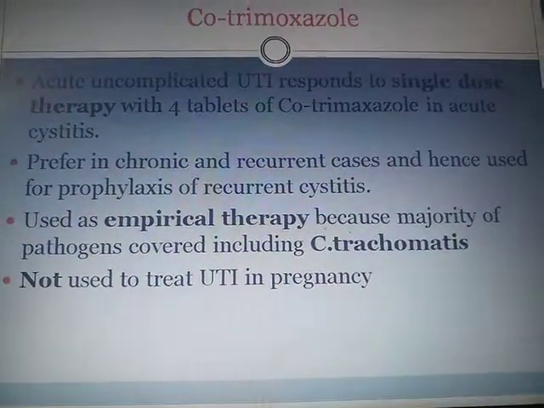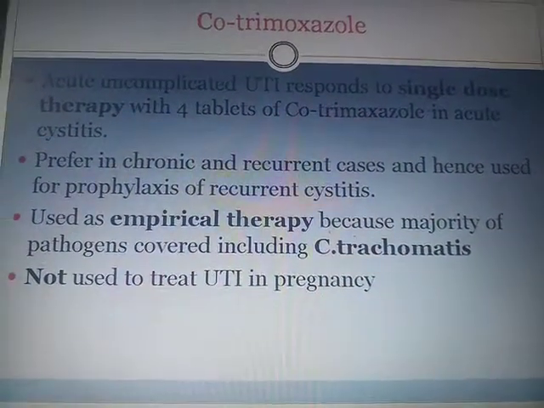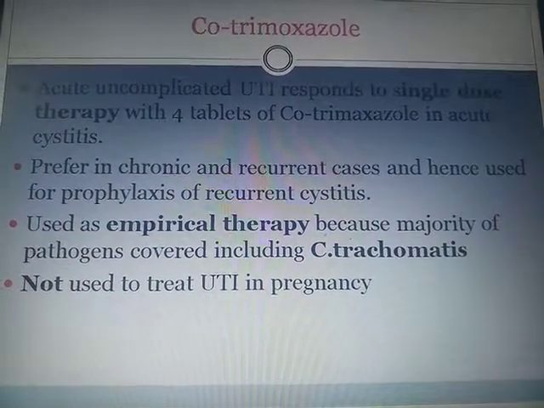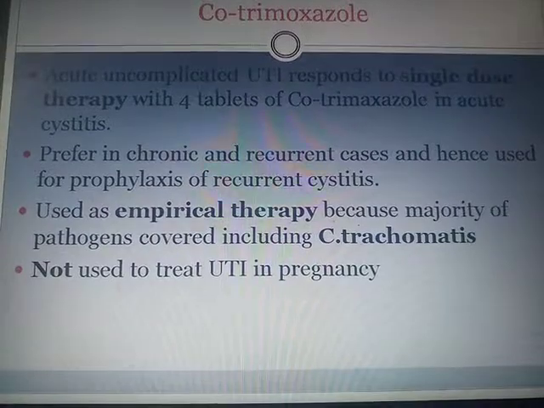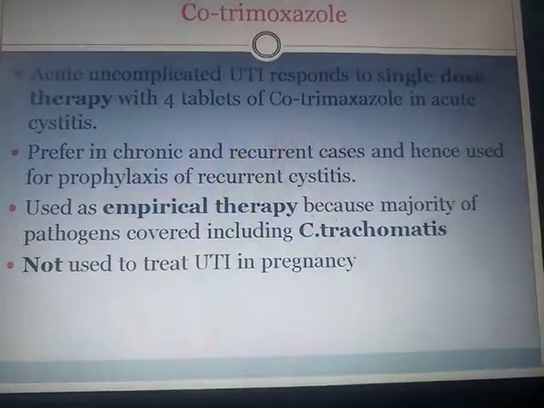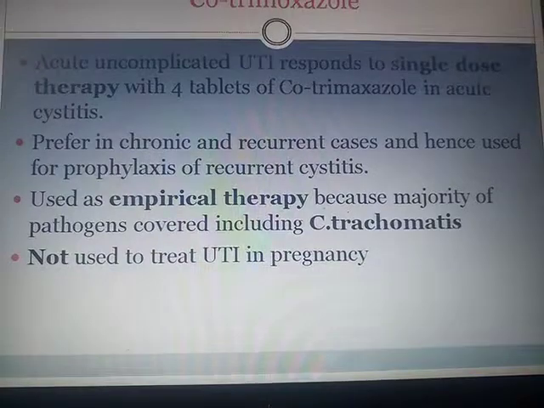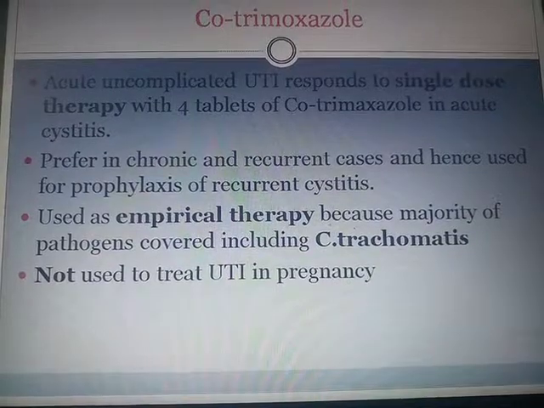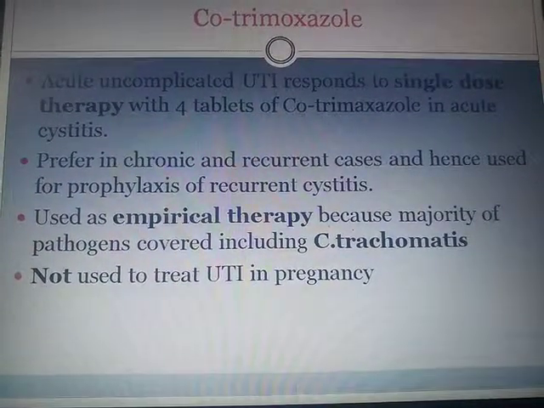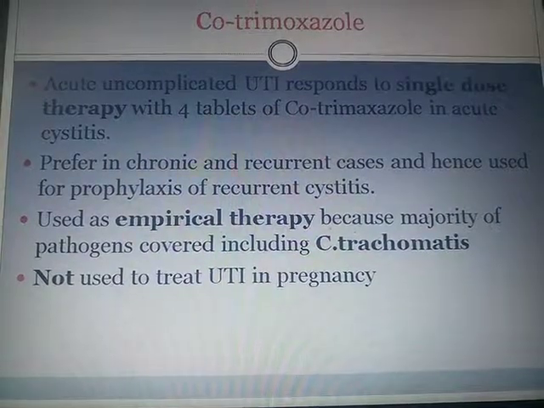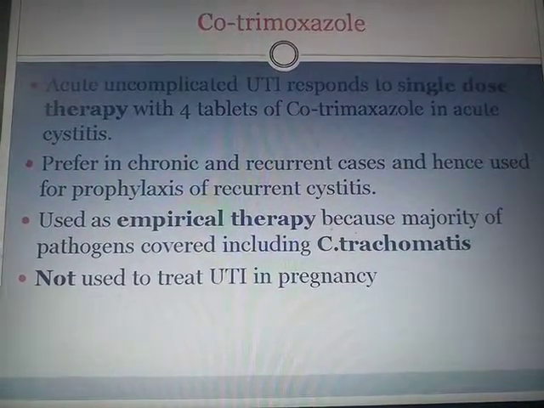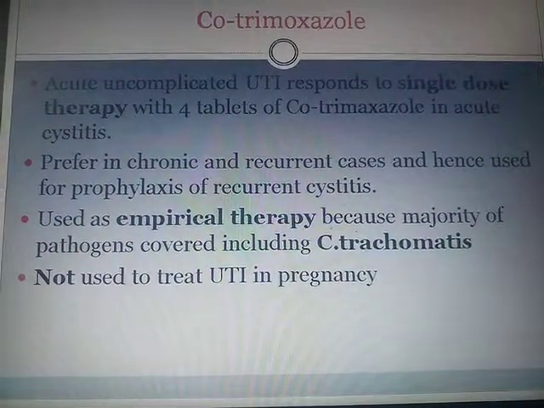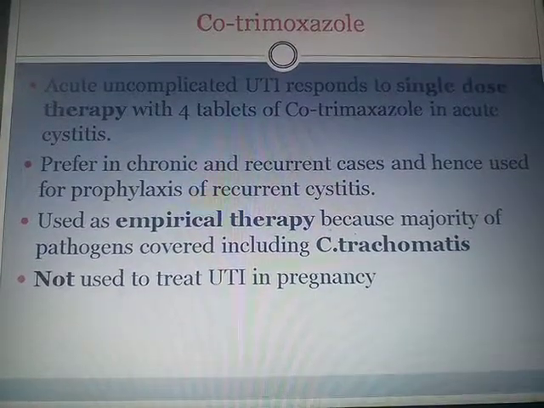Now, the first drug used for UTI is cotrimoxazole. Cotrimoxazole is a fixed dose combination of sulfamethoxazole and trimethoprim. It is used in acute uncomplicated urinary tract infection. Acute uncomplicated cystitis responds to single dose therapy with 4 tablets of cotrimoxazole.